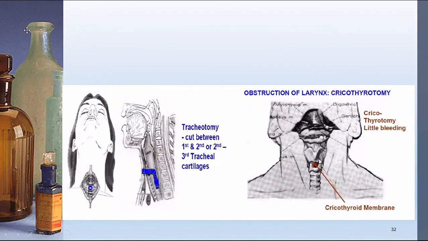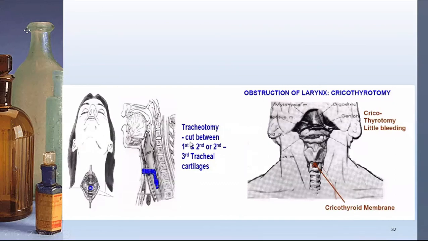Cricothyroidotomy, this is more useful during emergency procedures because it's easily done. You can easily locate just below the Adam's apple, no? Cricoid thyroid, the space between the cricoid and the thyroid. You locate the Adam's apple and then you put a hole in just below it, cricoid thyroid membrane. Although this is just for transient airway access lang, no? This is not good for long time use because it's unstable.